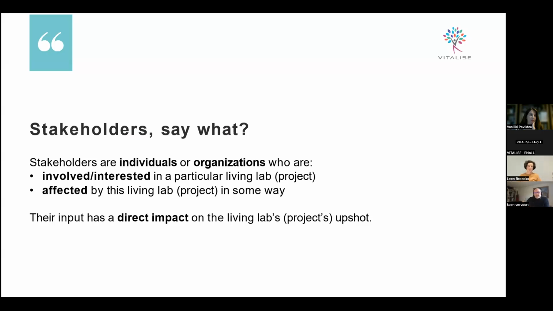Yes, so like Naila was saying, stakeholders are not only the ones being involved or interested in what you are doing within your living lab, but also affected by your living lab in some way. And like Naila was indicating, they are directly impacting, not only is the living lab directly impacting their life, but it's the other way around as well. Their input has a direct impact on the living lab's way forward. If you click on the next slide, Lane, then you will see that there is actually in literature, if it works.